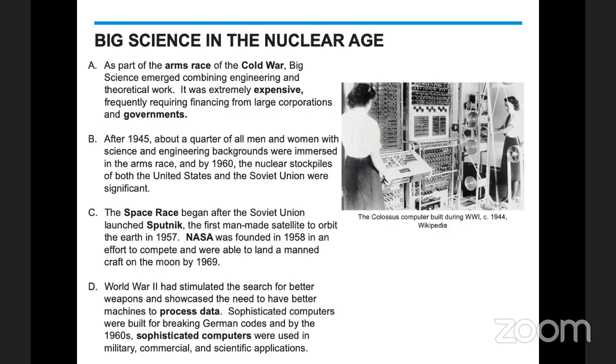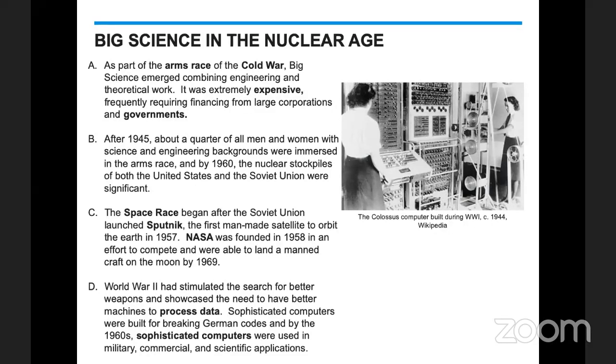The space race begins after the Soviet Union puts the first man-made satellite into orbit, Sputnik. This is gonna be a huge blow to the nationalism of the US. And there will be a concentrated effort to catch up and surpass the Soviet Union. Right after the Soviet Union put Sputnik into space in 1957, we will see the formation of NASA and a concentrated, verbalized effort to compete and land a manned craft on the moon by 1969, which the US does.